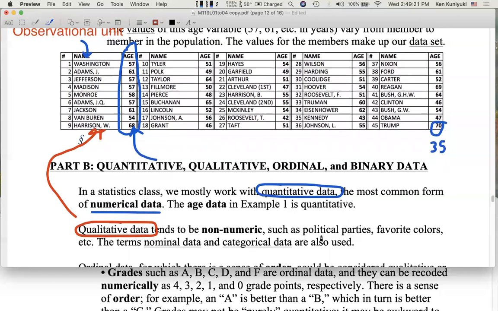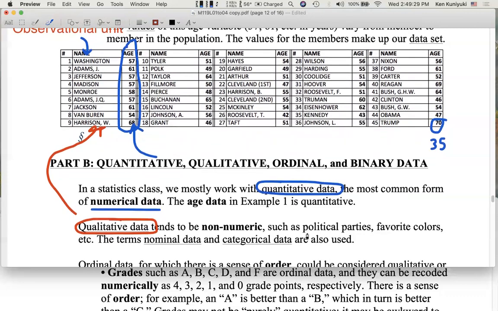Also, things like political parties. So for example, Trump was a Republican, Obama was a Democrat. Okay, they're not quantitative, they're qualitative. Favorite colors, what's your favorite color? Red, blue, orange, whatever. Also qualitative, not quantitative, and so forth.